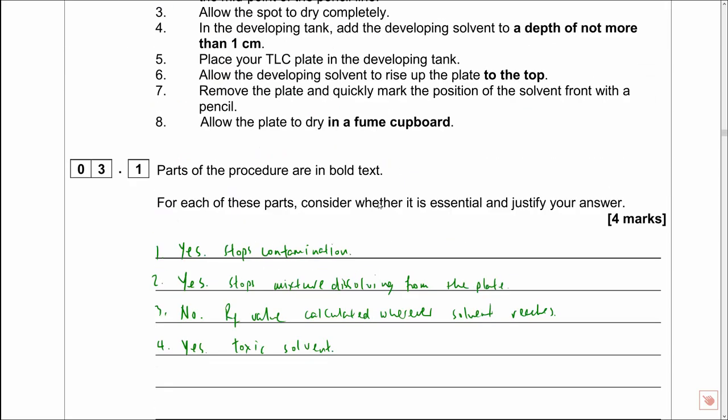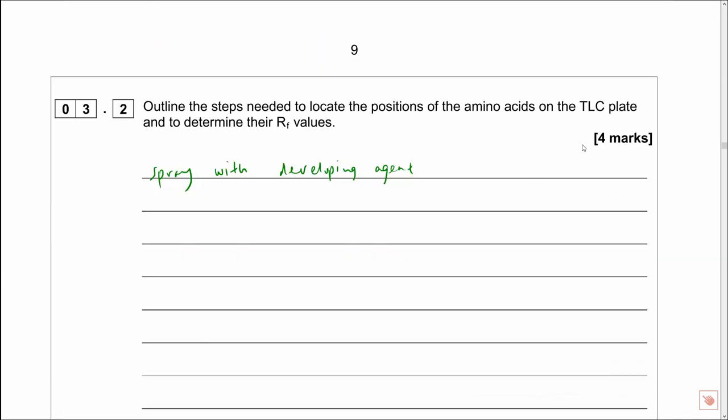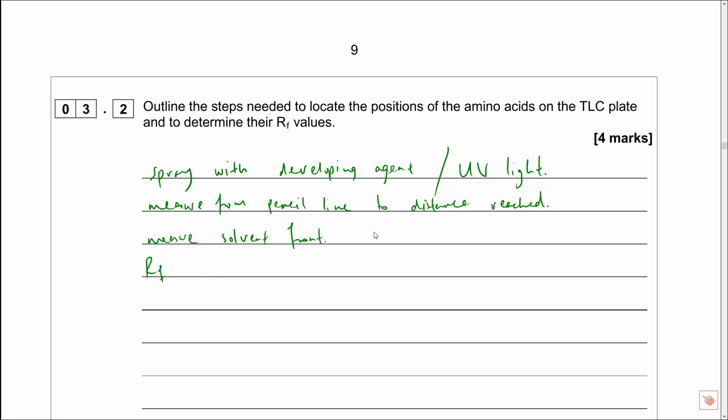Okay, we could use UV light. We're then going to need to measure from the pencil line to the distance reached, I guess. We would need to measure the solvent front itself, that's the maximum distance that the solvent reached, and then our RF value, we'll call that Y, we'll call that X. RF is going to be X divided by Y.